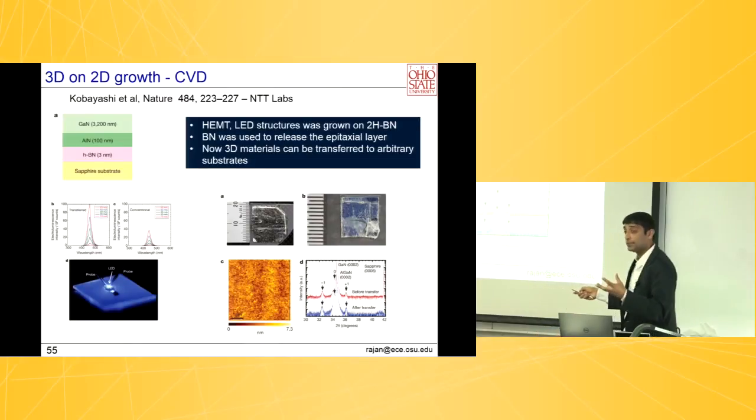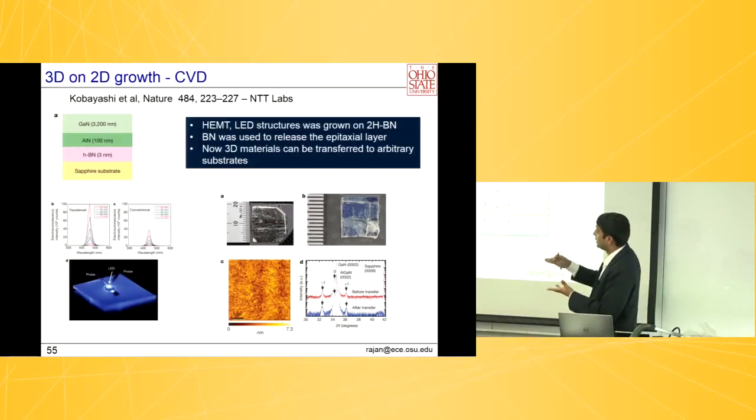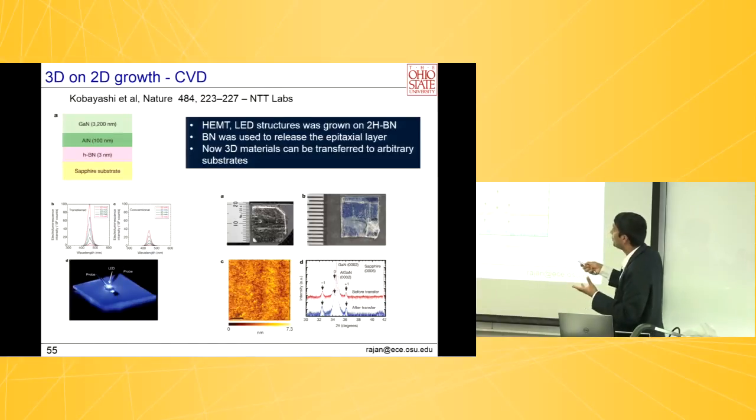And they're able to grow HEMTs, LEDs. This is work from NTT. And I think this is very exciting because if you can use 2D materials as templates for other things, I know it's not using the electronic functionality of 2D materials, but it's very difficult otherwise to do this kind of thing. It's very complicated. And so this is a very new and interesting approach that's starting out.